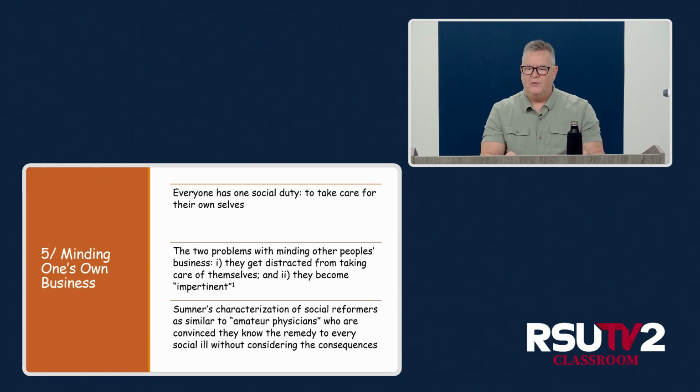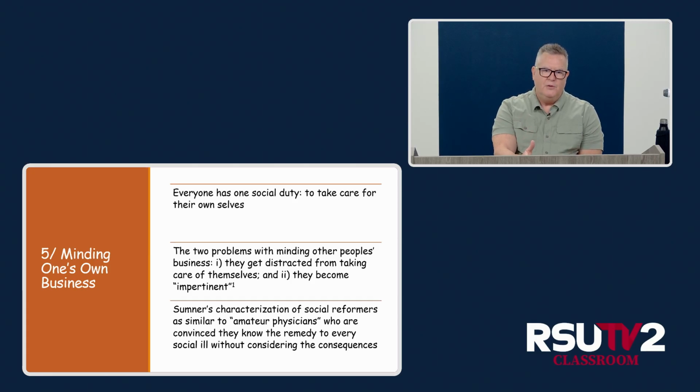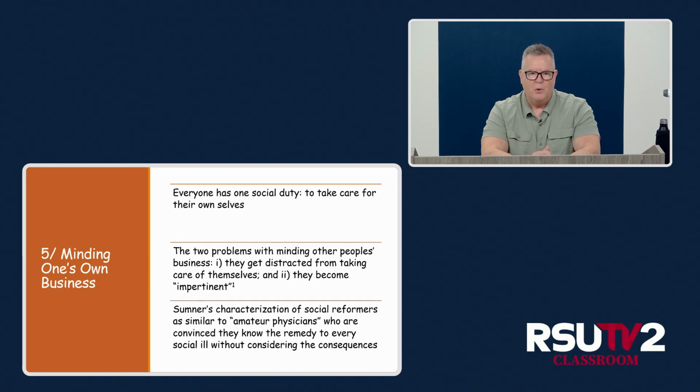So for William Graham Sumner, he basically made the argument, everyone has one social duty: to take care of themselves. Your job is to make money, to care for your family, to ensure that there is food on the table, to ensure that your wife and your children are well clothed, and that you are maintaining your social status within your community. The two problems that emerge when people mind other people's business is that they get distracted from taking care of themselves, and two, they become, a word he uses, impertinent.